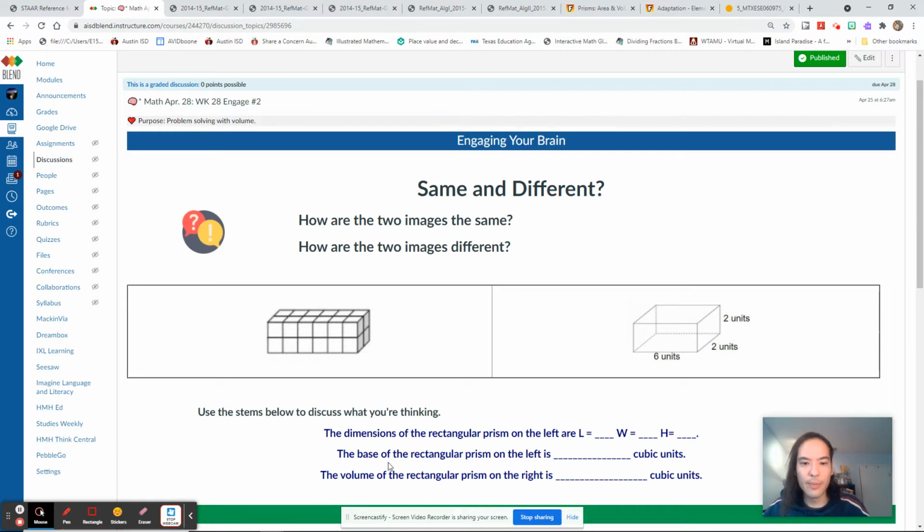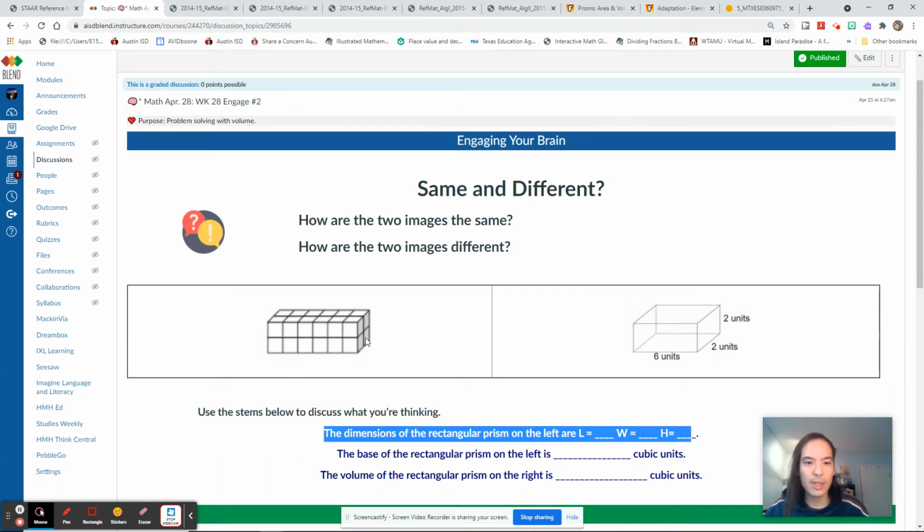All right. So the dimensions of the rectangular prism on the left, we could say 6 is the length or 6 is the width, 2 is the length or 2 is the width. And remember, 2 is the height.